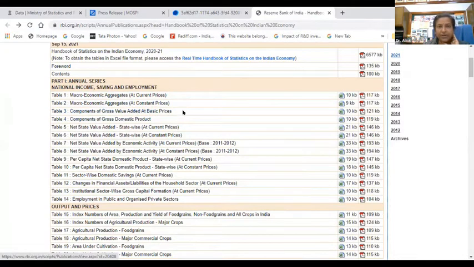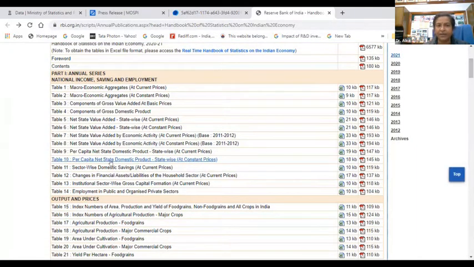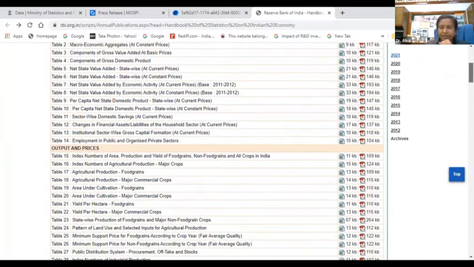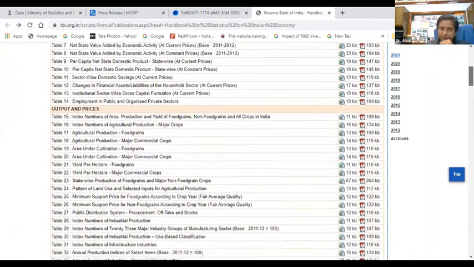Then gross value added, gross domestic product, net state value added, all sorts of definitional things which you must have read in your macroeconomic course. It is all given, per capita, sector wise, savings, investments, everything is there. And that data is easily downloadable also.